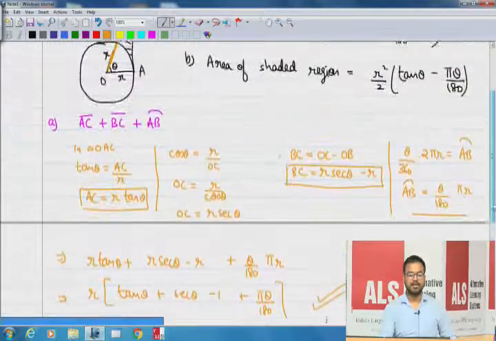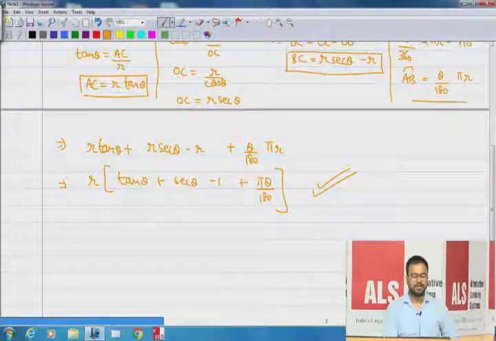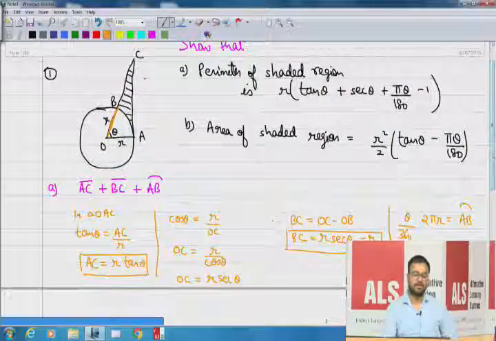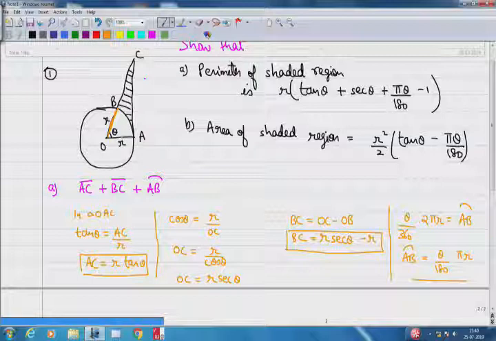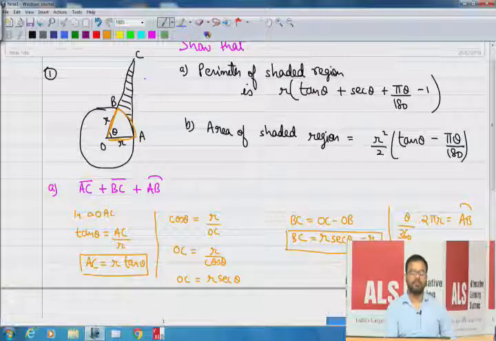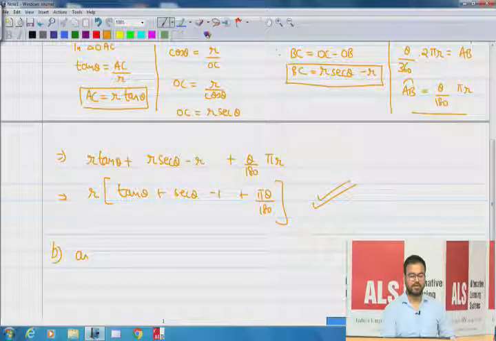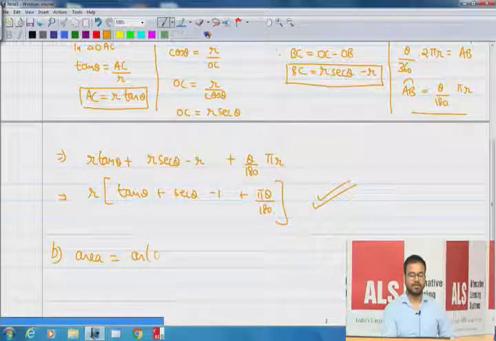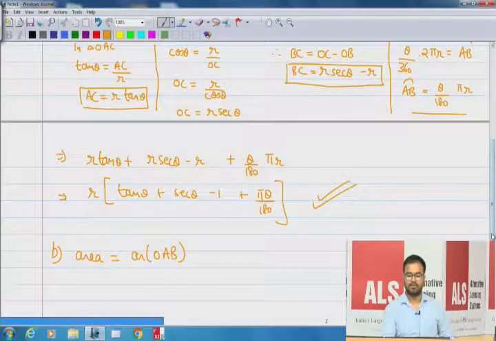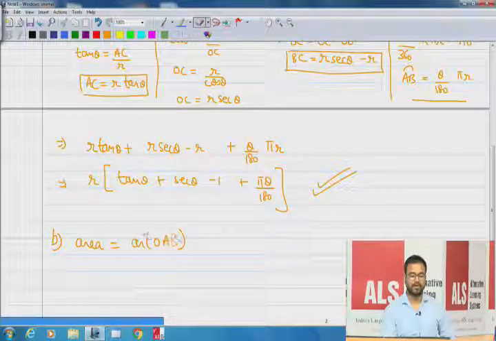Second part is we have to find the area of the shaded region. For this shaded region, if you find the area of the complete triangle OAC, and if you subtract the sector OAB, you will be left with the area of the shaded region. So you can say area is equal to area of triangle OAC.